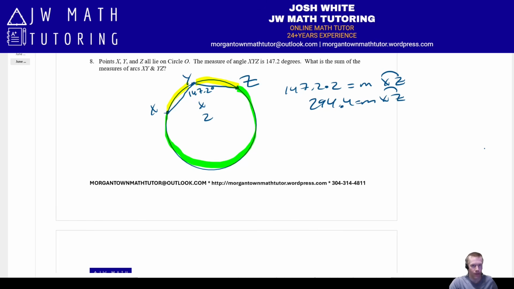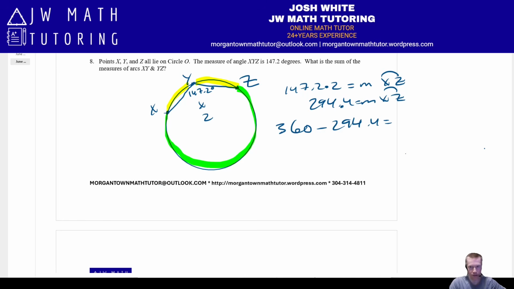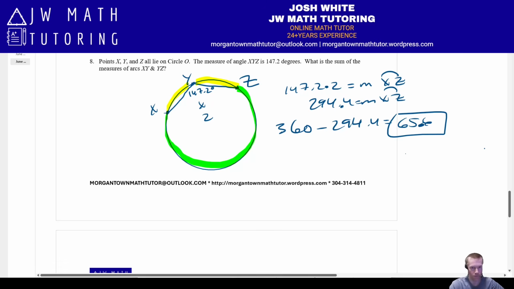Now, xy plus yz is just going to be 360 minus that, because that's the total number of degrees around a circle. So all you have to do is 360 minus this, and we get 65.6, and that's our answer. Basically nothing else to do for this problem.